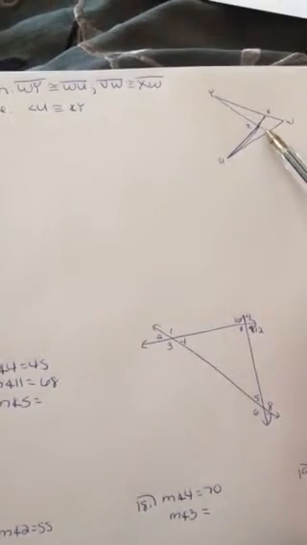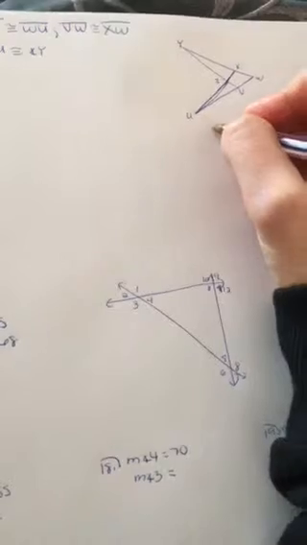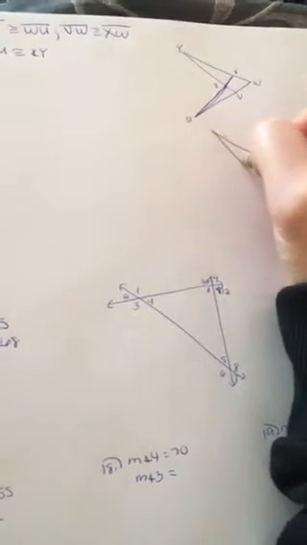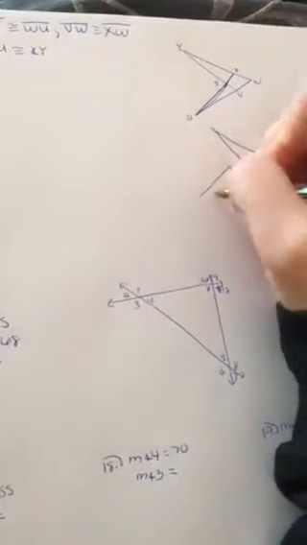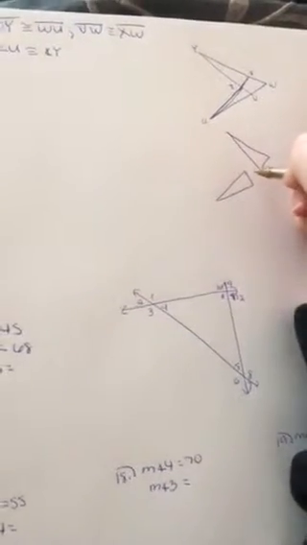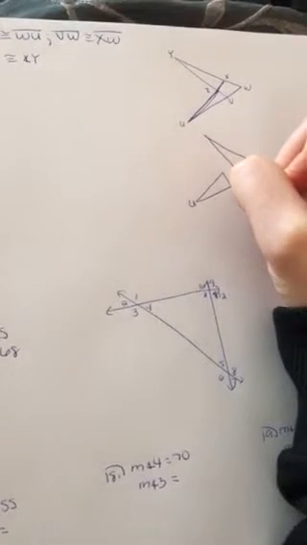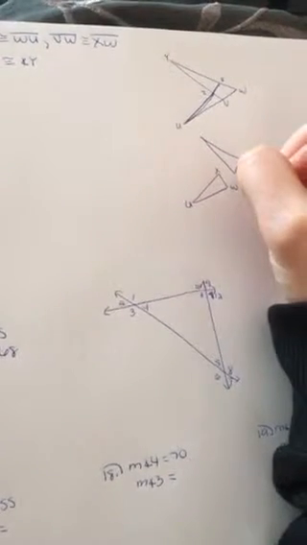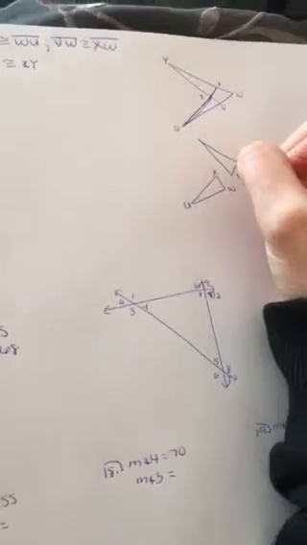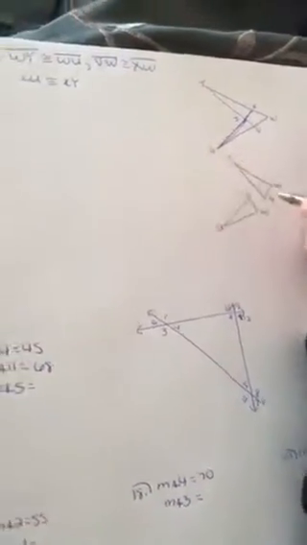So what I'm going to do to make this easier to see is separate my two triangles. Okay, so I've got this one here, and I've got this one here. And then I'm going to label them just like they were labeled here. So this would be U, W, X, and this would be V, W, Y. All right. I'm going to go ahead and write out what was given.